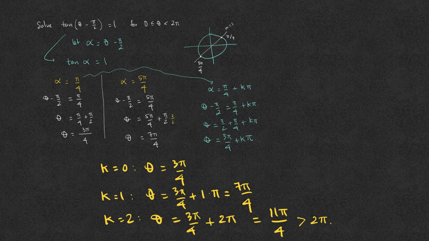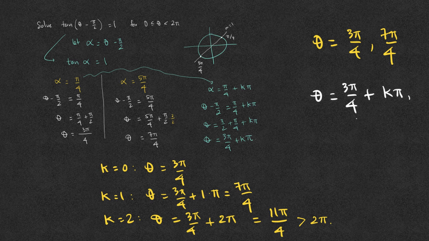Thus, the answer is theta equals 3 pi over 4 and 7 pi over 4. For this problem, that's all we need. But if we were to look for the general solution, then theta is 3 pi over 4 plus k pi, where k is an integer, 0, plus or minus 1, plus or minus 2, and so on.